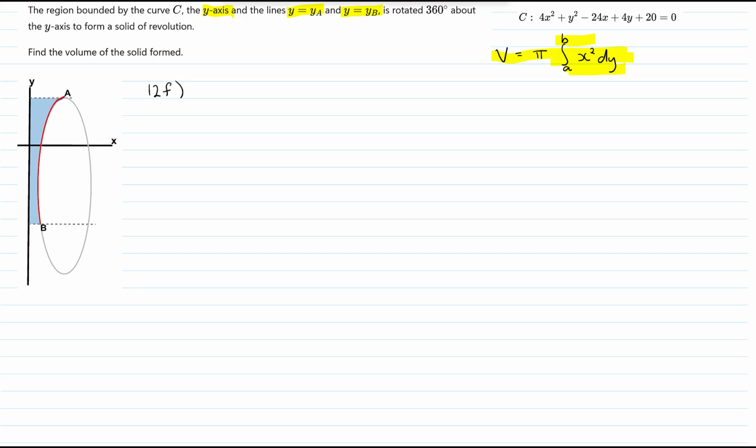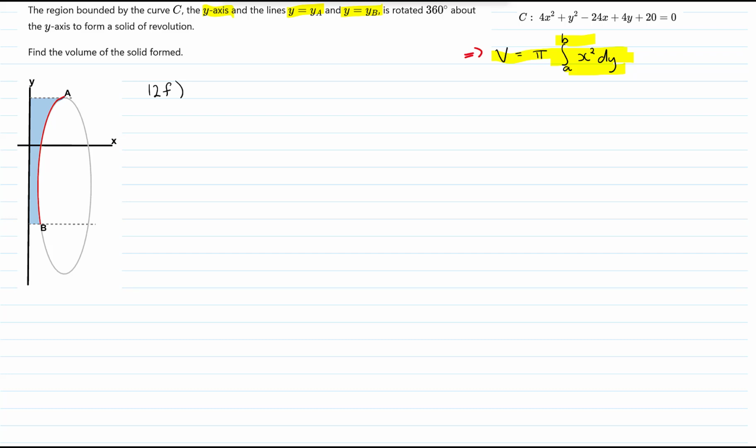Okay, so up here I have written out the formula for the solid of revolution. So we're taking the integral with respect to y as we're going about the y-axis. So therefore we need an expression for x in terms of y to put that into the integral. And on the left side of the screen, I've got a diagram of the situation here. So I've shaded in the area that is bounded by y equals ya, y equals yb, and the y-axis. And we're going to rotate that 360 degrees about the y-axis.